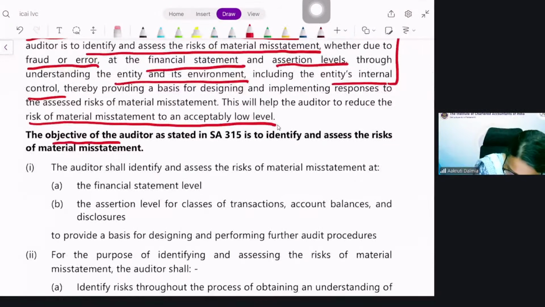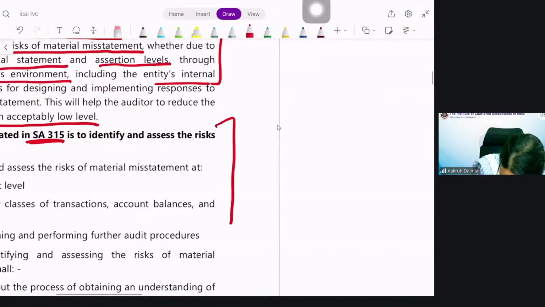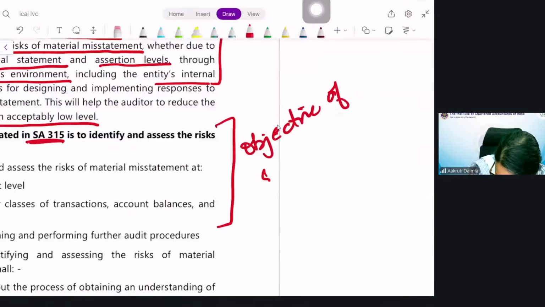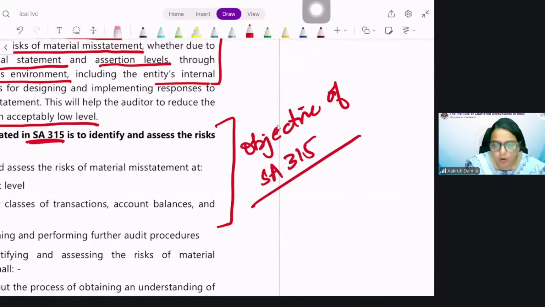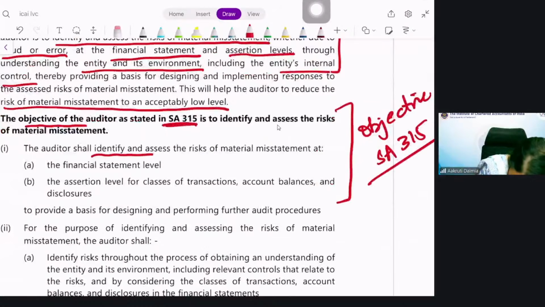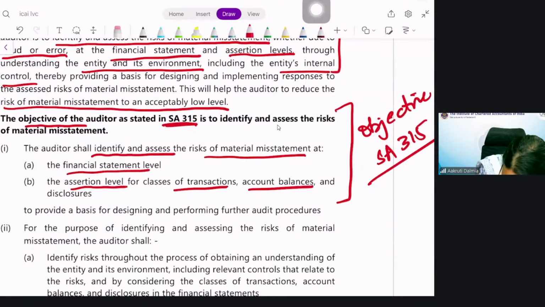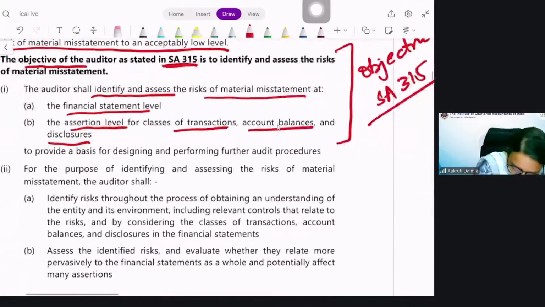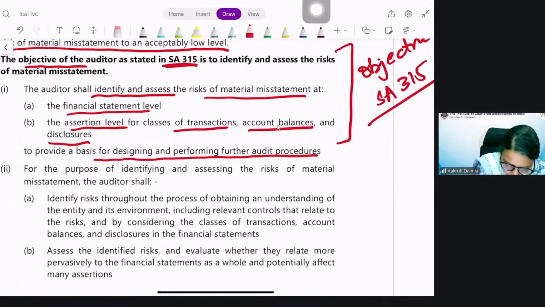What is the objective of the auditor as per SA 315? Write down here. Objective of the auditor as per SA 315: it is to identify and assess the risk of material misstatement at financial statement level and assertion level, for class of transaction, account balance, and disclosures. This should be fully memorized. This is like the 100th time it is coming, so that you can design further audit procedures.